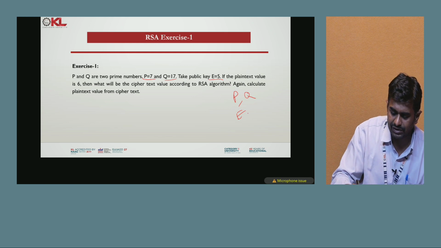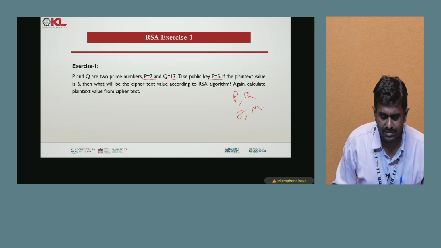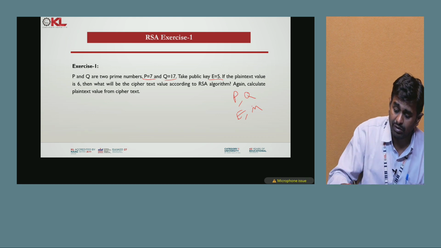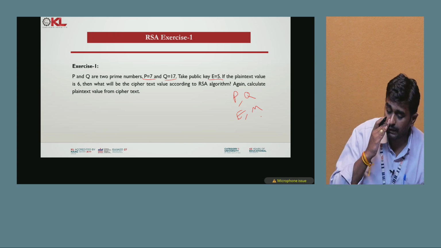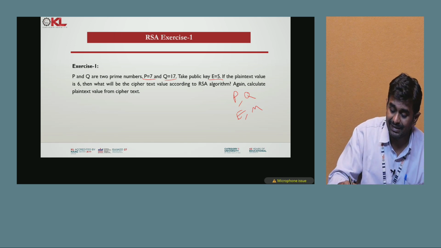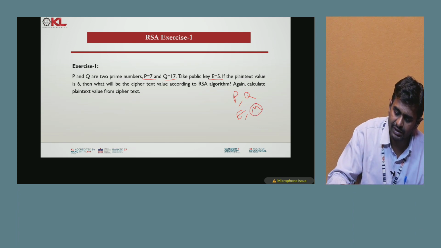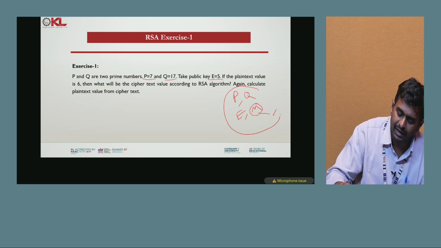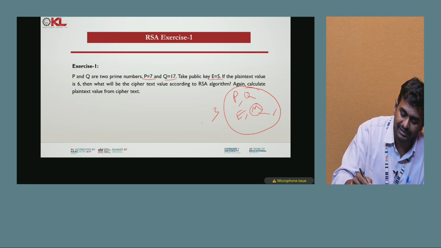Next one is plain text, the original message given. So out of 6 values, 4 values are given, and we need to calculate the remaining values. Out of 6 values in the problem, 3 values are given, and we need to calculate the remaining 3 values.